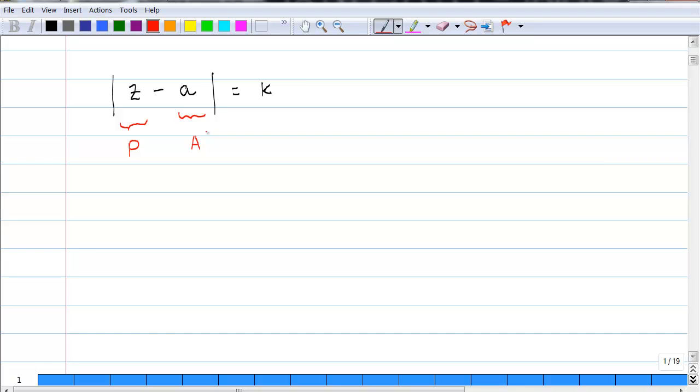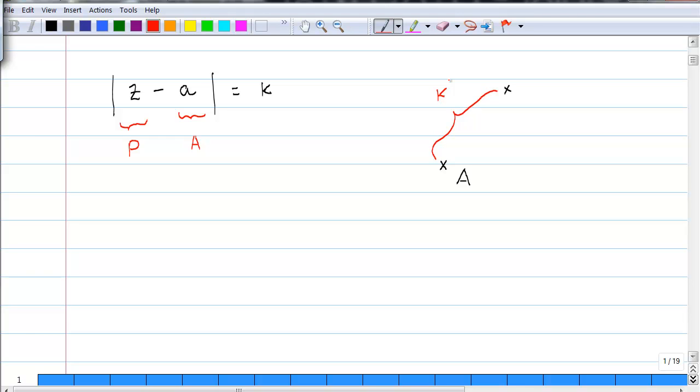So what does this all mean? Let's mark out the point A first. Now I want to find the point P such that the distance between the point P and the point A is always k, according to this equation. So let's say I mark the point P here, and I must make sure that this distance is k.